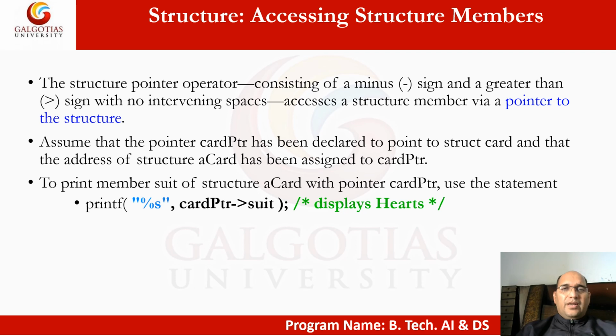The structure pointer operator consists of a minus sign and a greater than sign with no intervening space. It accesses a structure member via a pointer to the structure. Assume that the pointer card PTR has been declared to point to a struct card and that the address of the structure a card has been assigned to card PTR. To print member suit of a card with pointer card PTR, use this statement. So if you have declared card PTR of type struct card, then you can use the arrow operator to find the value of the suit.